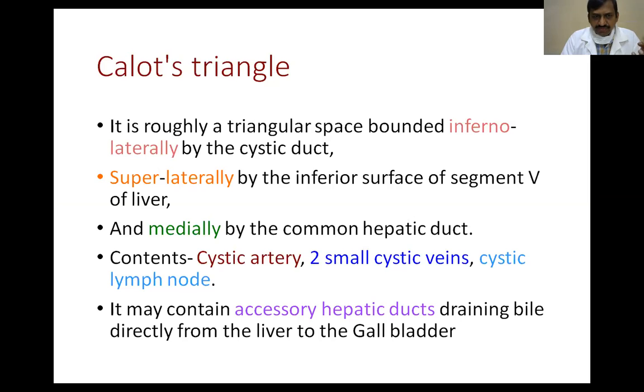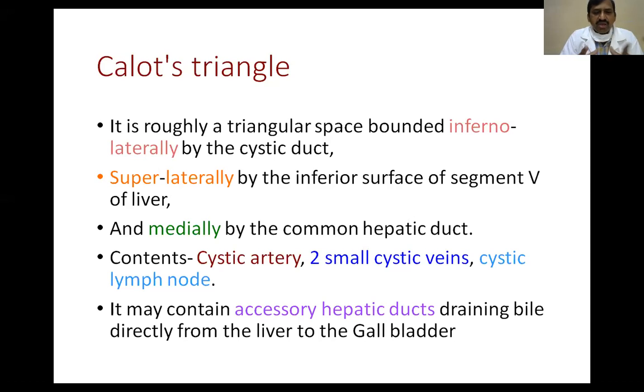Next, coming to the Calot's triangle. This is also very, very important to know. It is roughly a triangular space bounded inferolaterally by the cystic duct, superolaterally by the inferior surface of segment 5 of the liver, and medially by the common hepatic duct. In between these three boundaries, there is a triangular space. This triangular space is called Calot's triangle.